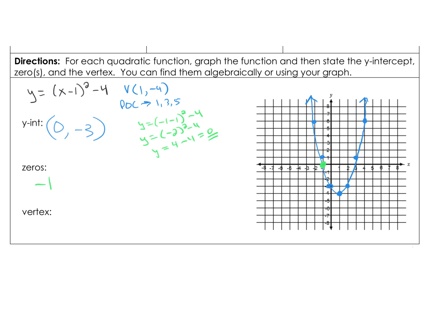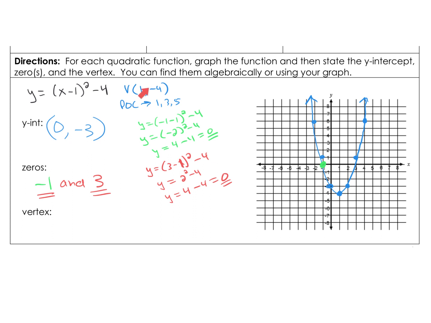Now let's take the other one, which appears to be 3. So let's see if that works. So I take the same equation, and I'm going to put 3 in for x and see if it works. So I get 3 minus 1, which is 2, squared minus 4, which is 4 minus 4, which is 0. That means our other 0 is 3. So negative 1 and 3 are our zeros.